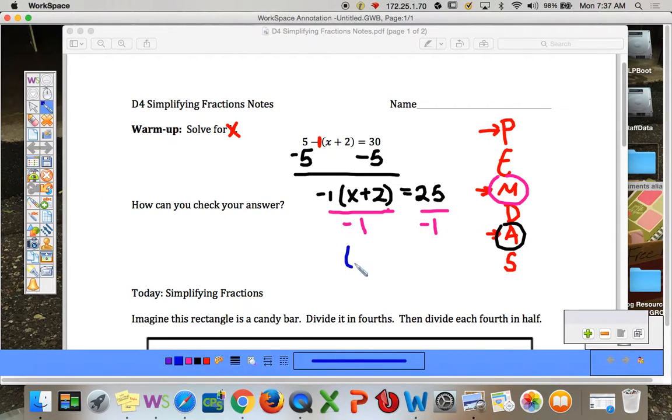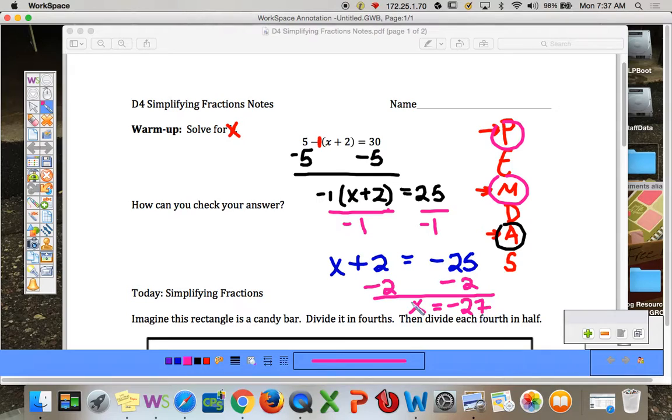And we will have x plus 2, and I can drop the parentheses now that I got rid of that -1, equals -25. And then the last step, we'll subtract 2 from each side, and that's our parentheses here. And we'll get x equals -27.